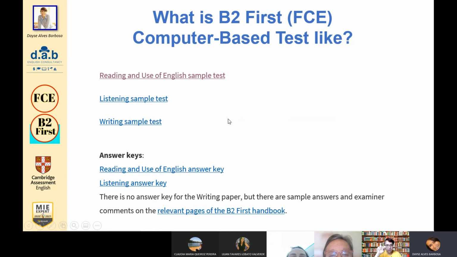Oh, and when you do the computer-based test, you will be answering them, but take note of your answers on a separate paper, so that when you check your answers on the answer key, you compare with the answers you put on paper, because you won't be able to go back to the beginning of the test to see everything again. So there is no answer key for the writing paper, but there are sample answers and examiner comments on the relevant pages of the B2 First handbook. This handbook I also put there for you.